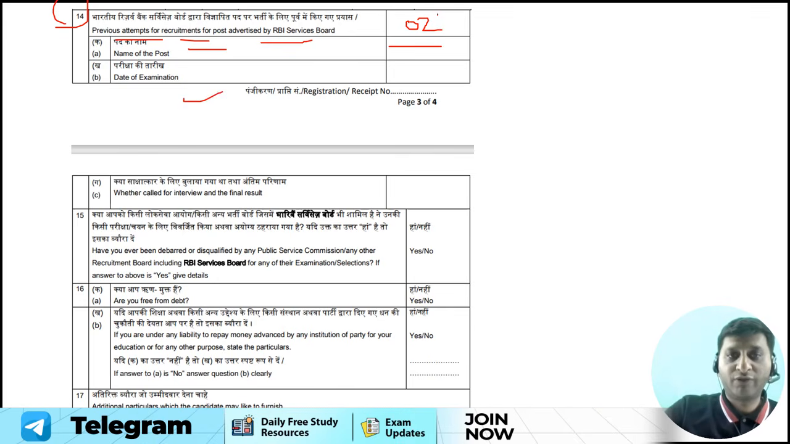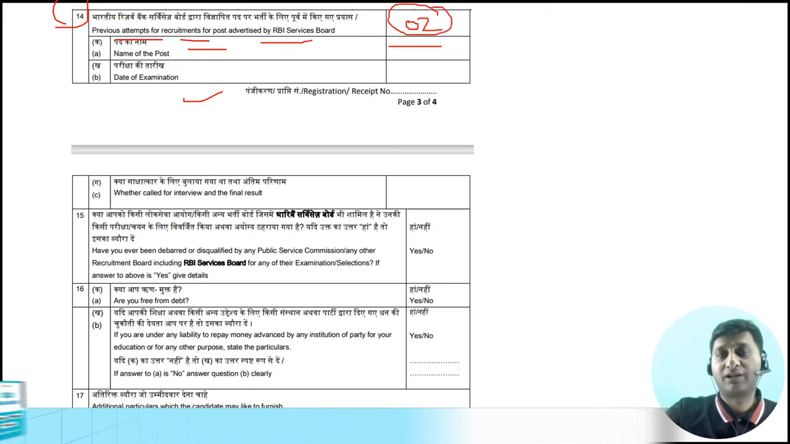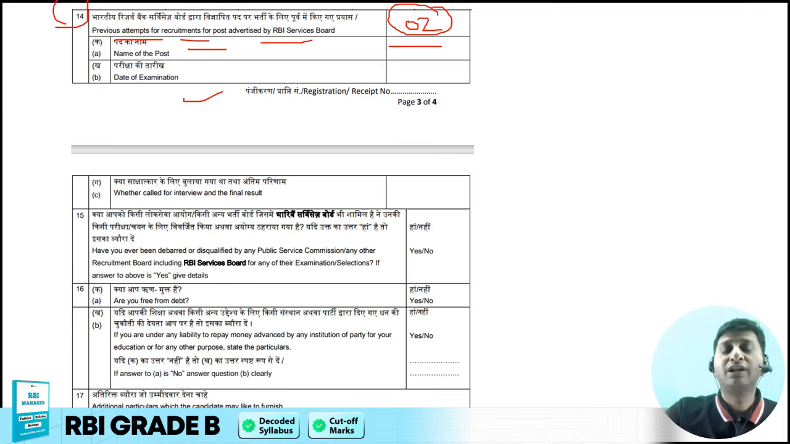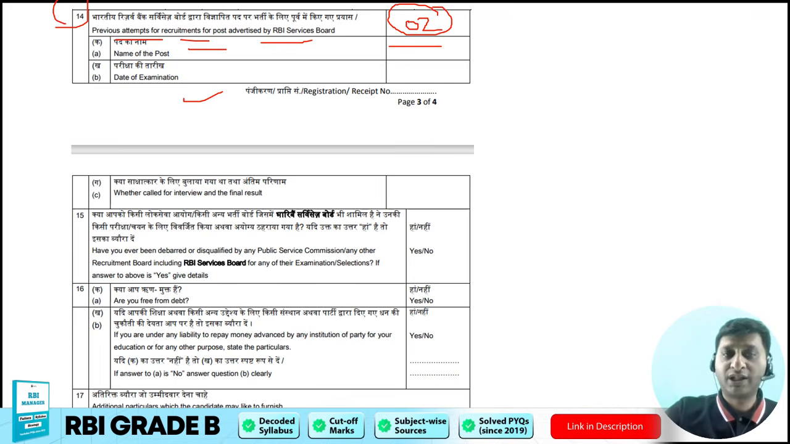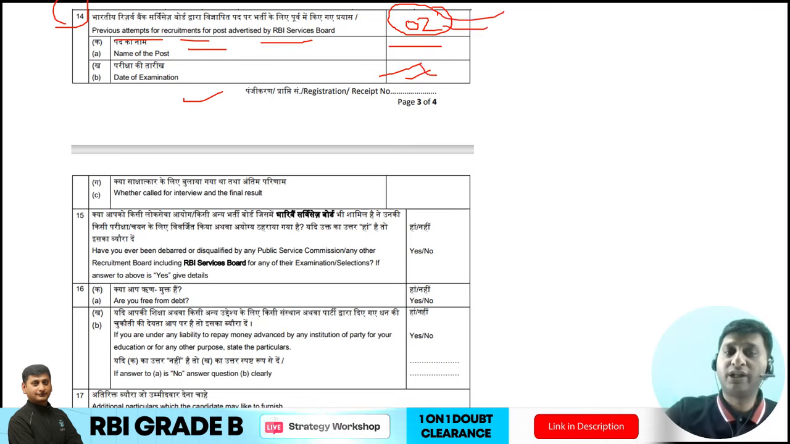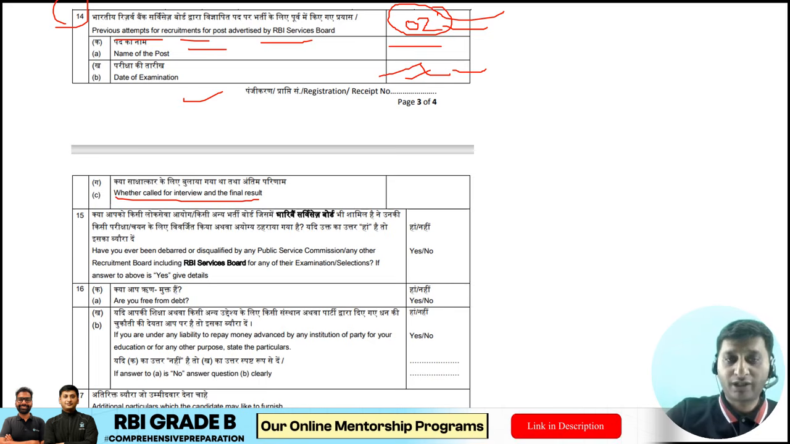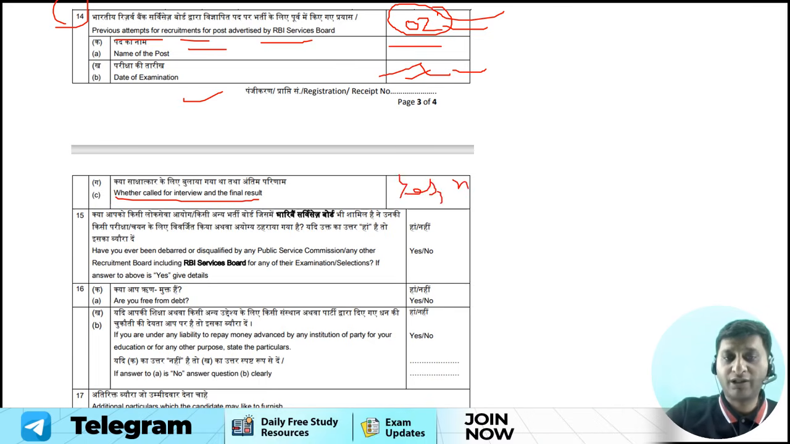So if here you would have written 2, in total 2 times you have attempted the exams conducted by RBI Services Board, then give both the dates here. Don't just give the latest date. Whatever number is mentioned here, give all the dates here. Okay. And then they're asking you whether called for interview and the final result. So here, if called for interview, you can write yes, and final result you can write not selected.